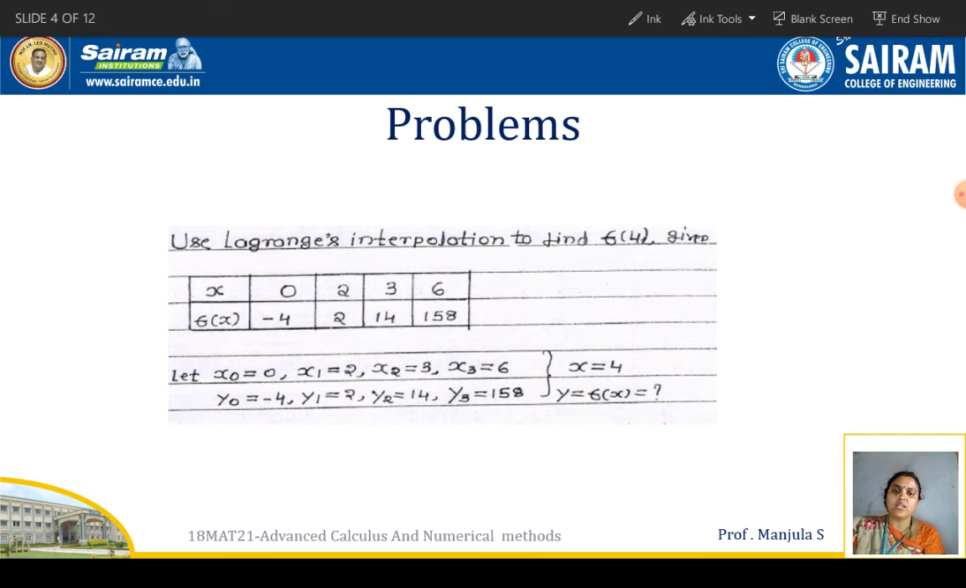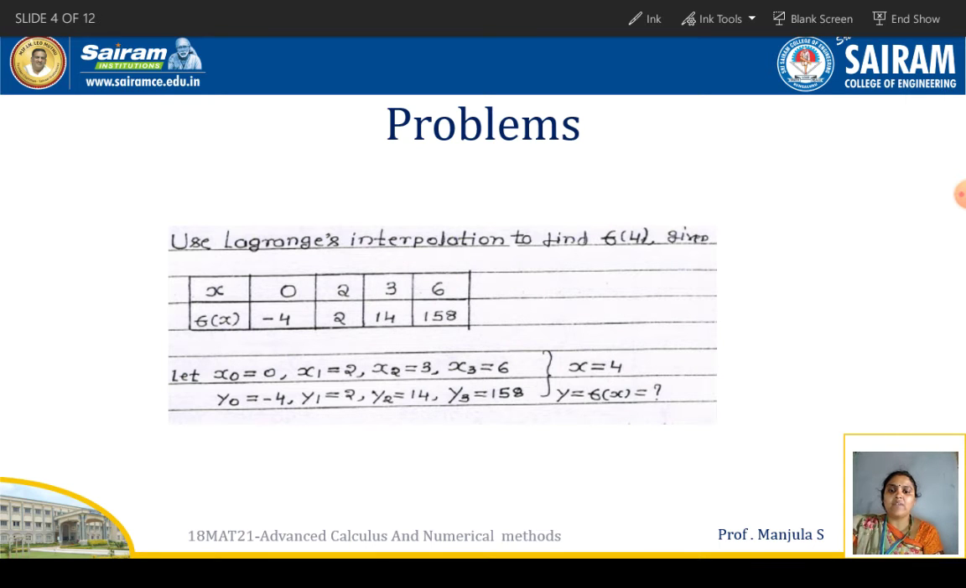Use Lagrange's interpolation to find f of 4, given the x values and corresponding f of x values. The x values are 0, 2, 3, 6, and the corresponding f of x values are minus 4, 2, 14, 158. You can see the question gives a set of x and f of x. Using Lagrange's interpolation we have to find the value of f of 4. The same problem can be solved using Newton's divided difference, but here they mentioned Lagrange's, so we have to use that formula only.